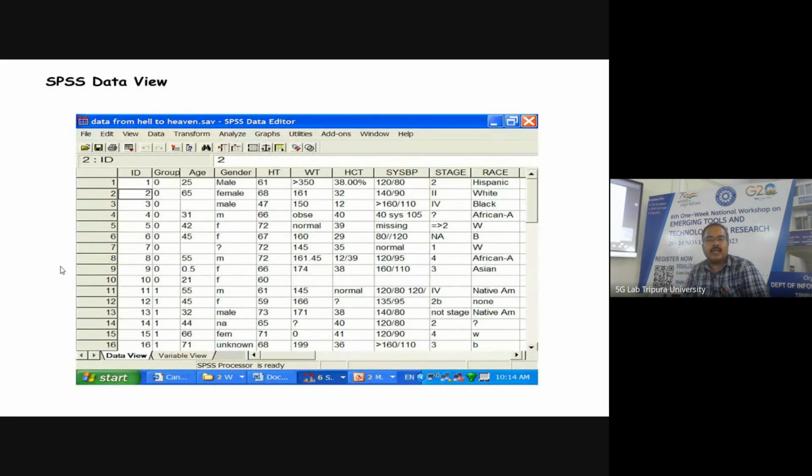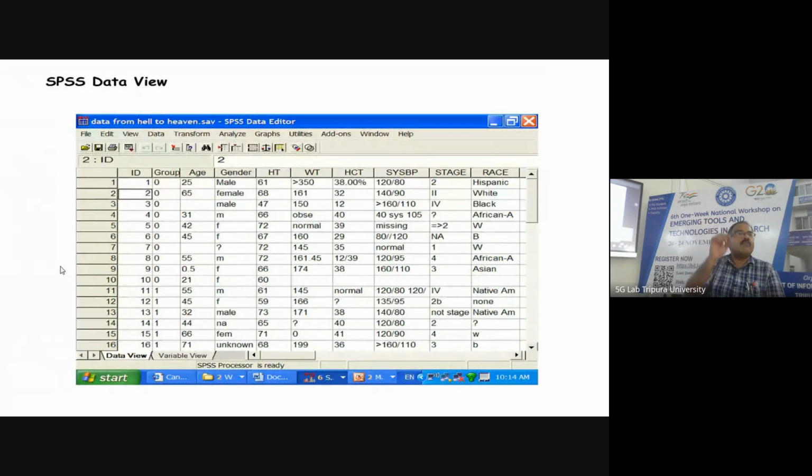That's how it looks. See, this SPSS data view window shows that the first one is always the name of the variable. Now, these are the values. In any spreadsheet, each of the columns is a variable column. Each of the rows is a respondent row.